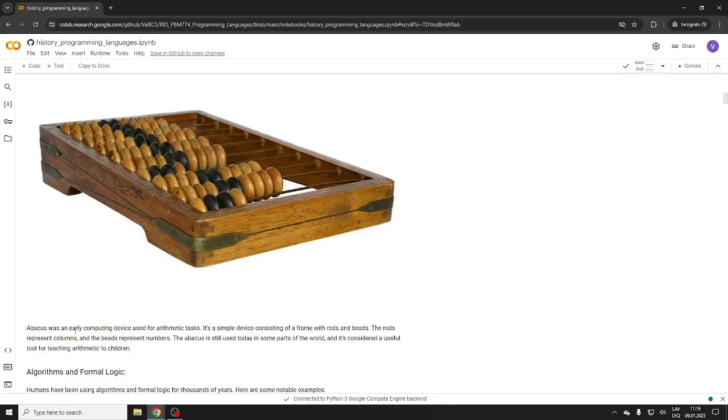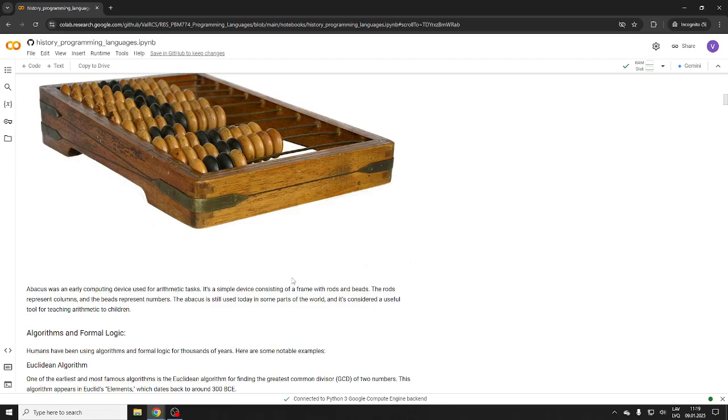So rows, columns, beads are numbers, right? Those are sort of early computing devices, of course. And of course, we have computing devices, and we also start getting into algorithms, right?